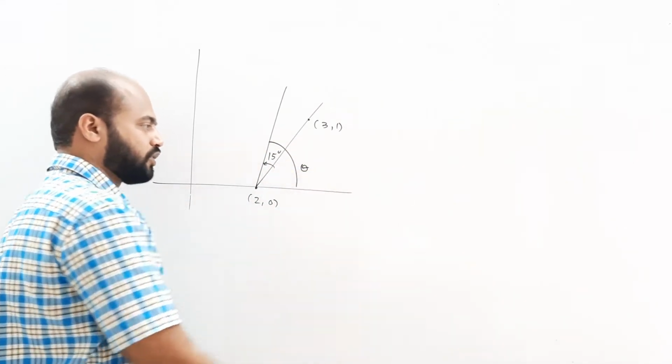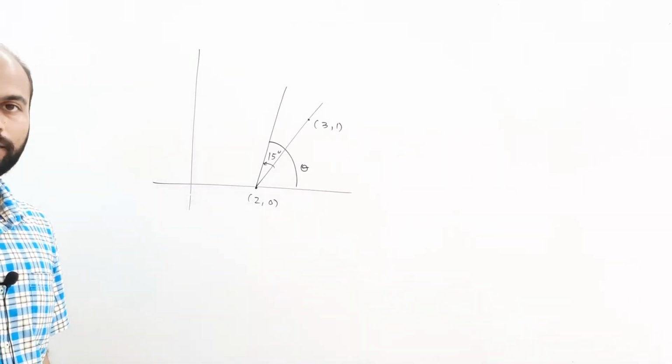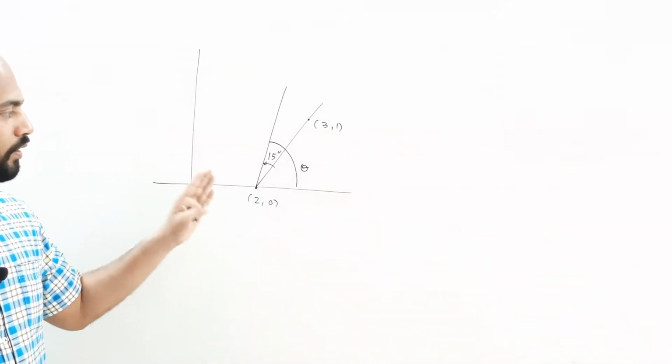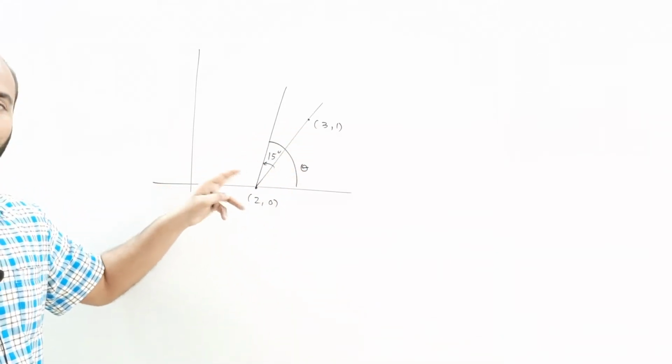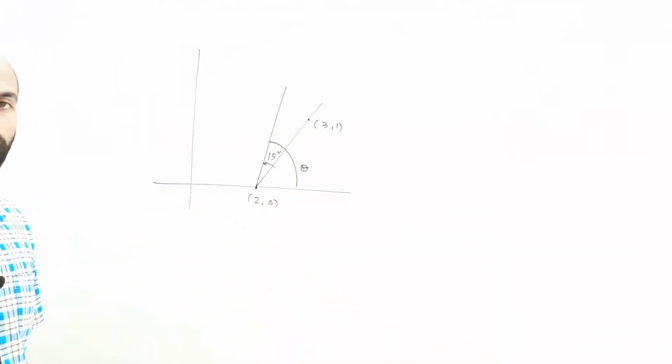If somehow we are able to achieve this theta, then the job is done. So what we try to find is the first slope and the first angle. Then add 15 degrees to it. So that will be the new slope.